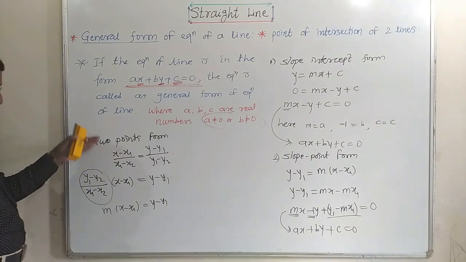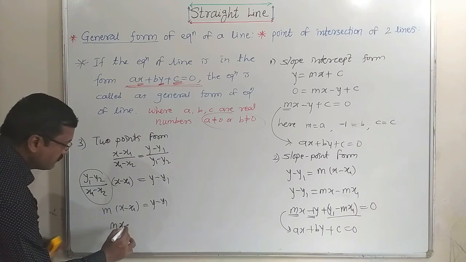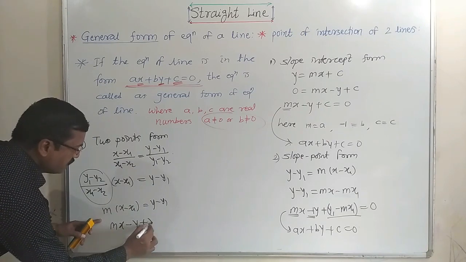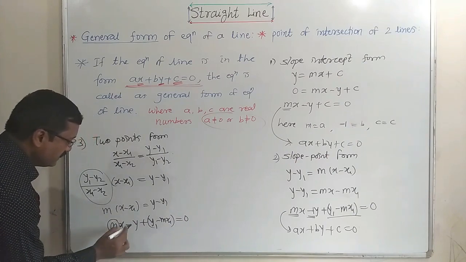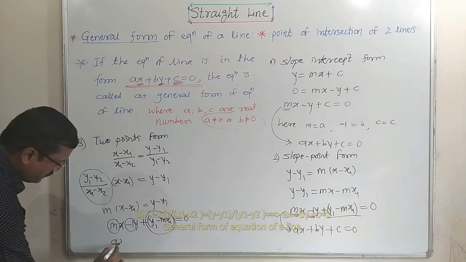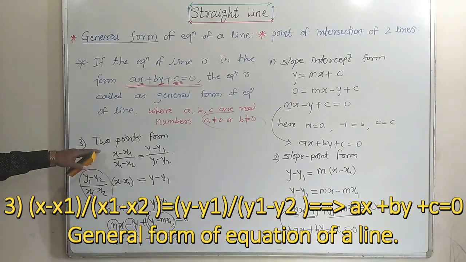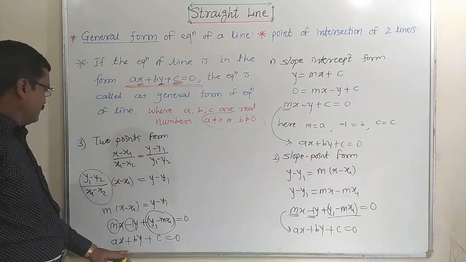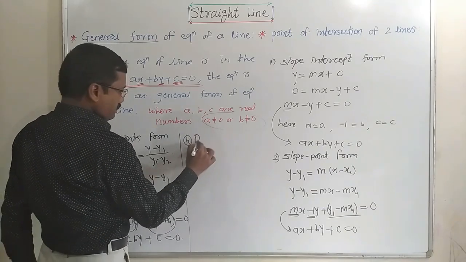So this two-point form can be converted into slope point form, and again simplifying this, we get mx, taking y, minus 1. This is minus mx1 and this one is plus y1. So y1 minus mx1 equal to 0, considering this m as a, this minus 1 as b, and this whole as the constant c. We can write this equation as ax plus by plus c equal to 0. So in this way we can convert two-point form into general form of equation of line. Let us see the fourth one, that is double intercept form.